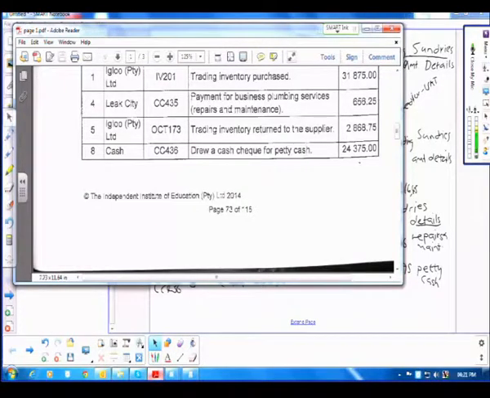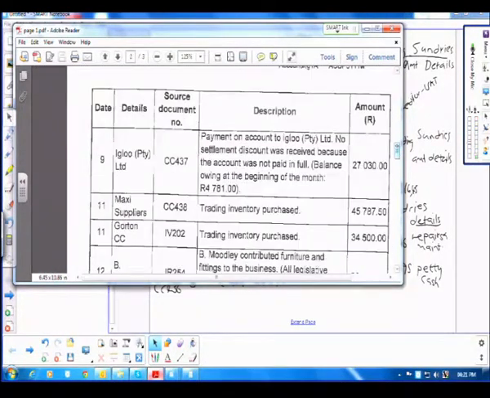So what I would like you to do is to continue with all the other examples and see if you can know exactly where these transactions are going. And this will be very good practice for you for the purposes of your assignment. So I've given you the example. See if you can put them in the relevant subsidiary journals.